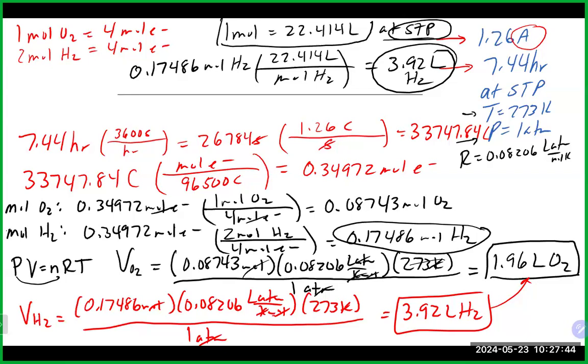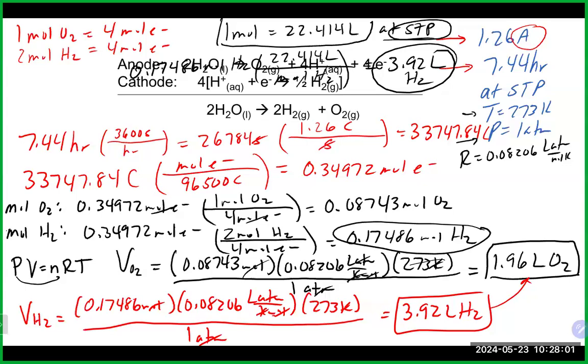Any questions on that? Like I said, a variation of this is something like they might tell you how much you produce and work your way backwards to figure out how long you ran it for, what was the amperage, that type of deal. Any question on electrolysis here? All right, that wraps up this chapter, I think.